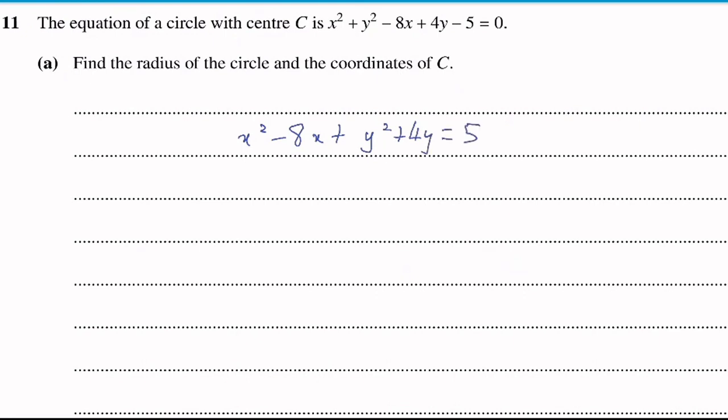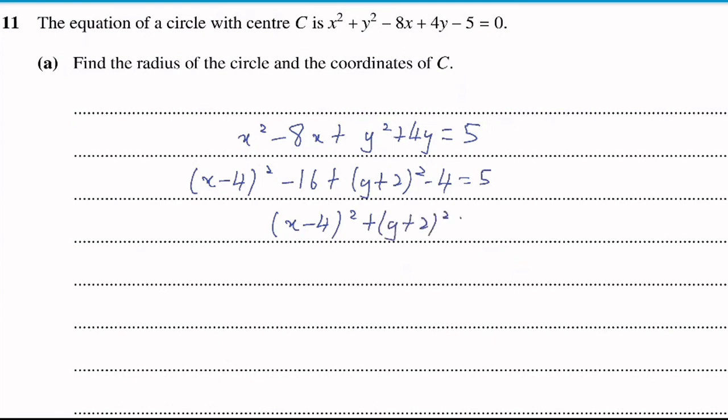Okay, so for this, we know how to complete the square very well. Let me just write the complete the square here straight away. So we can actually get the answer here already. So the radius is 5, the center is (4, -2).